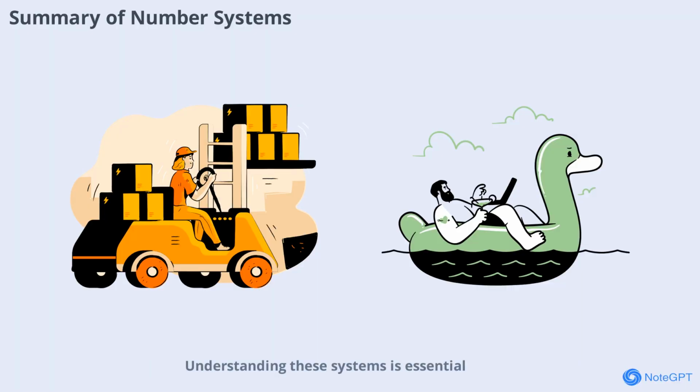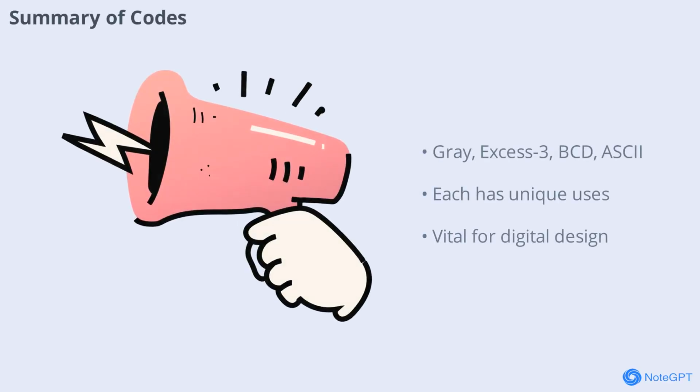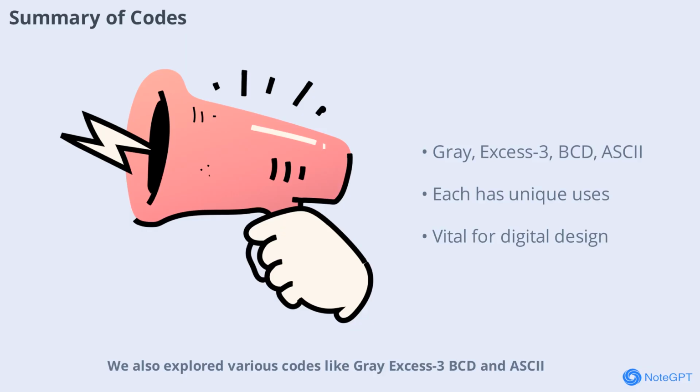Understanding these systems is essential for anyone working with digital technology. We also explored various codes like Gray, XS3, BCD, and ASCII. Each code serves a specific purpose, from simplifying arithmetic to enabling text communication. Mastery of these codes is vital for digital design and programming.